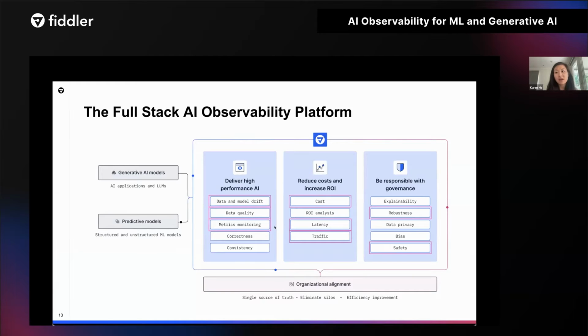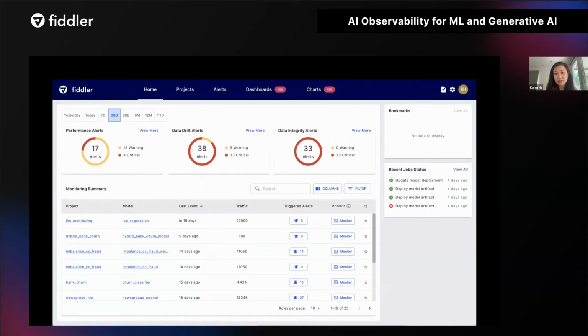So now let me walk you through the Fiddler AI Observability platform. What you see here is a single pane of glass where you're able to see all of your models and keep track of all your models in a single view.